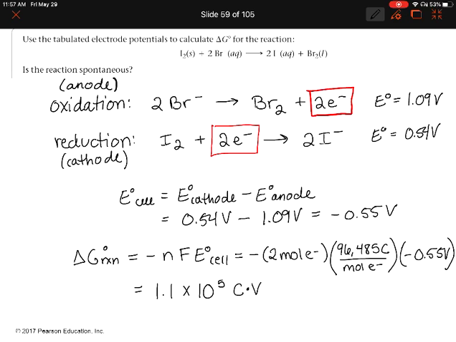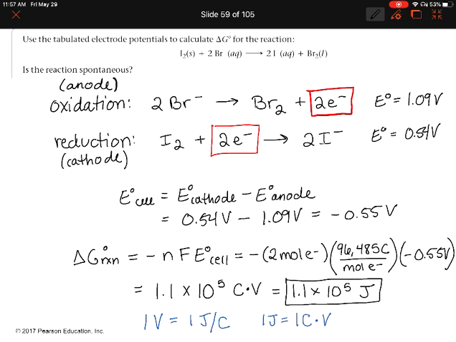In a previous lecture, we talked about how 1 volt is equal to 1 joule per coulomb. So if we rearrange that, 1 joule is equal to 1 coulomb times a volt. So we can rewrite the unit for this answer as joules. If you have coulombs times volts, that is equal to joules.